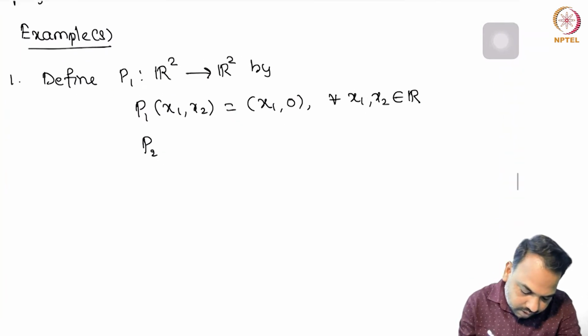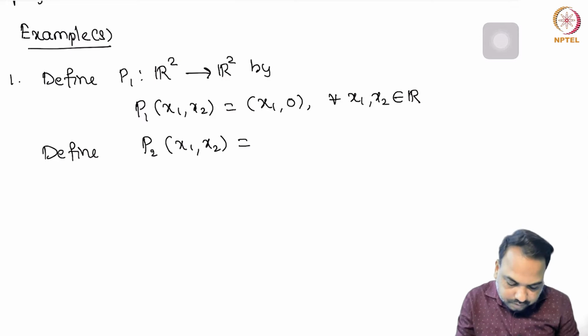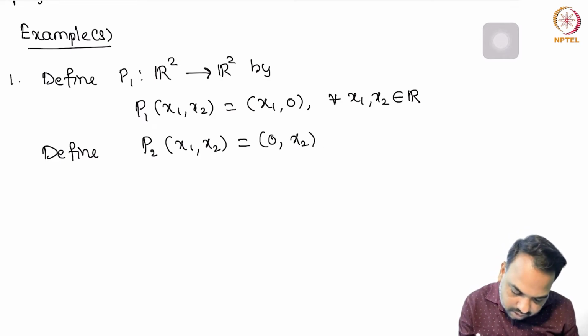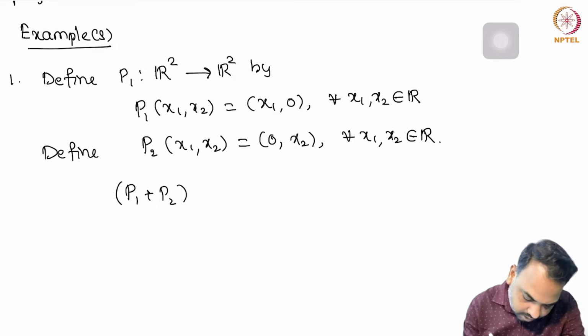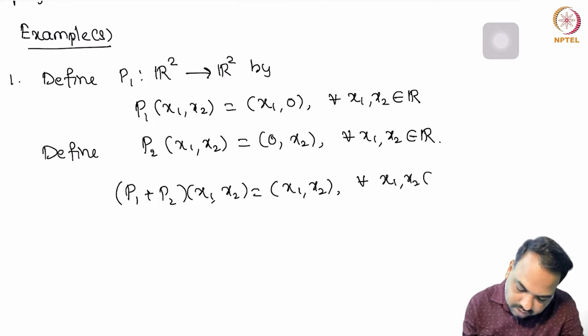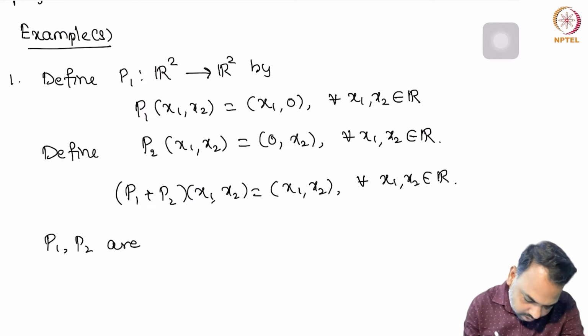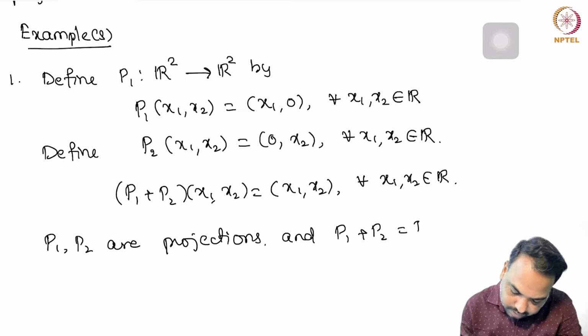Similarly, we can define P2 of (x1, x2) as (0, x2) for all x1, x2 in R. Now if you look at P1 plus P2 of (x1, x2), it is nothing but (x1, x2) for every x1, x2 in R. So we can again check that P2 is also linear, and both P1 and P2 are projections and their sum is the identity operator on R2.